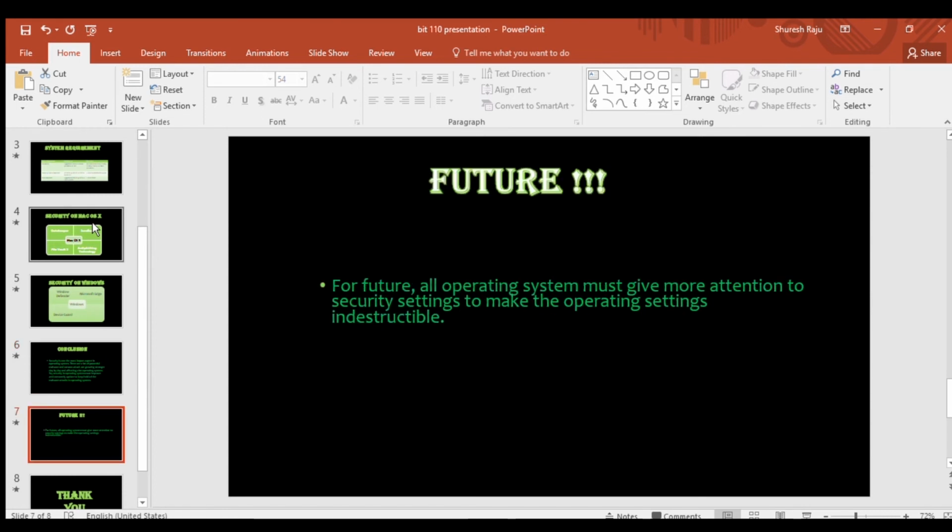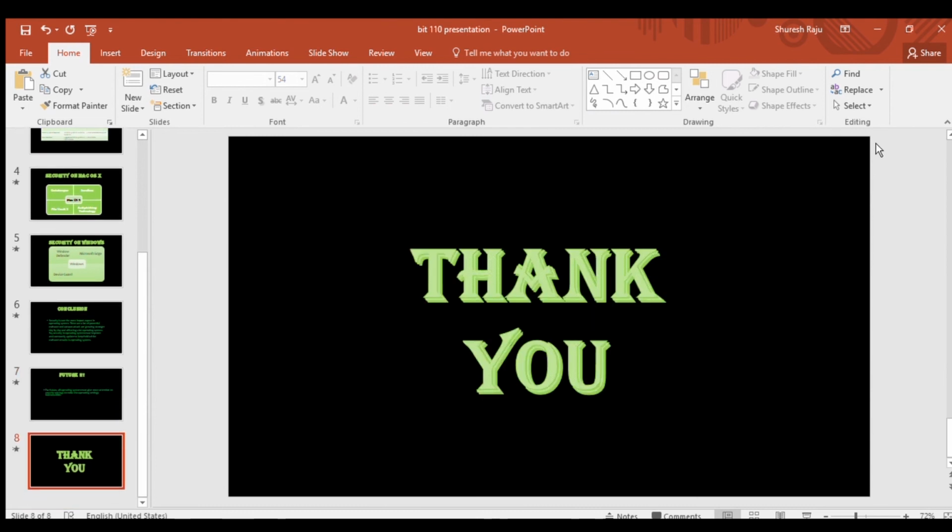For the future, I think all operating systems must give more attention to their security settings, so that no powerful malware attack succeeds, and the security on the operating system could stop or identify it before it takes effect. That's all. Thank you very much.